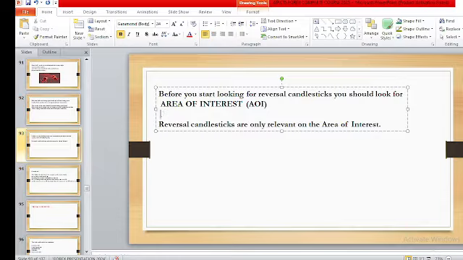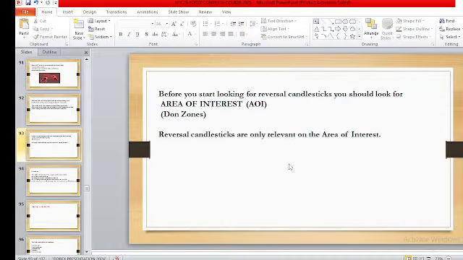That's where I make my money, bro. The Dawn zones. I'm telling you. The Dawn zones. So reversal candles are only relevant when they are formed on the Dawn zones.